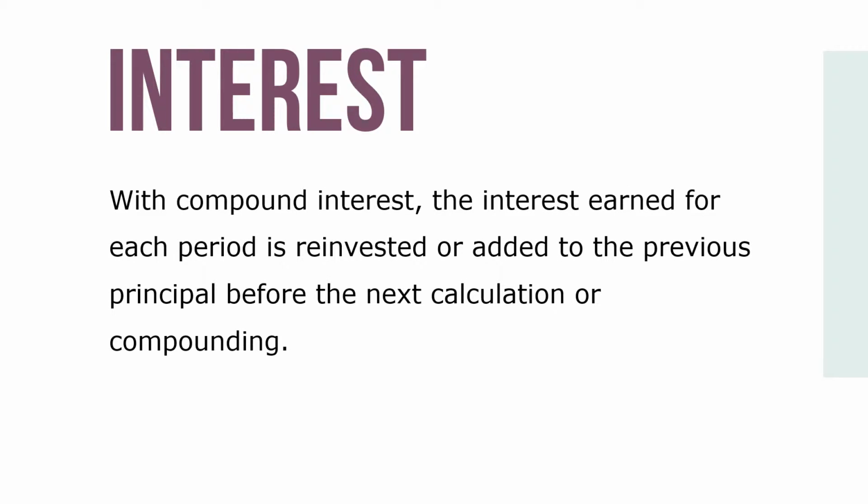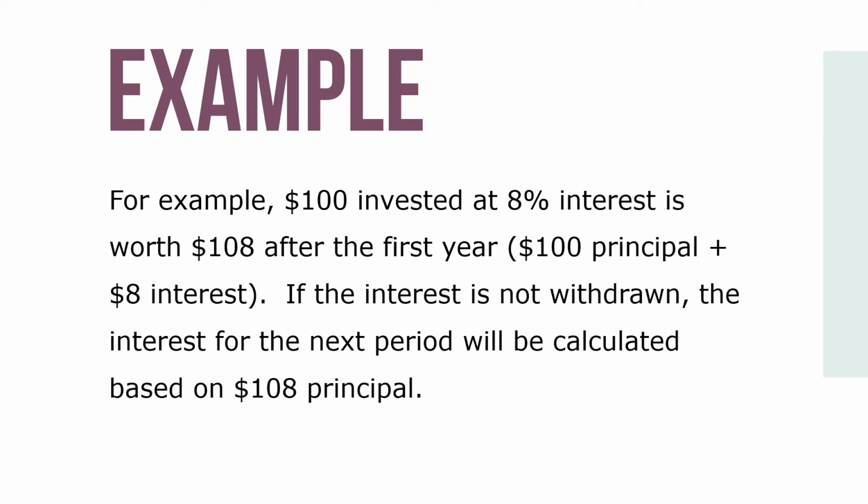With compound interest, the interest earned for each period is reinvested or added to the previous principal before the next calculation or compounding occurs. For example, $100 invested at 8% interest is worth $108 after the first year, $100 in principal and $8 in interest. If the interest is not withdrawn, the interest for the next period will be calculated based on the $108 principal.